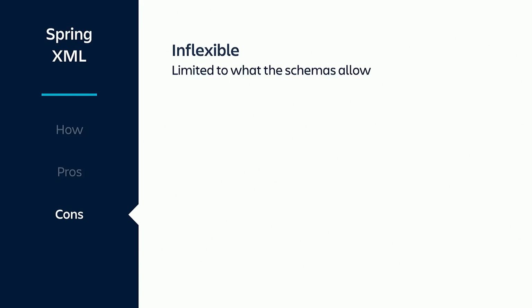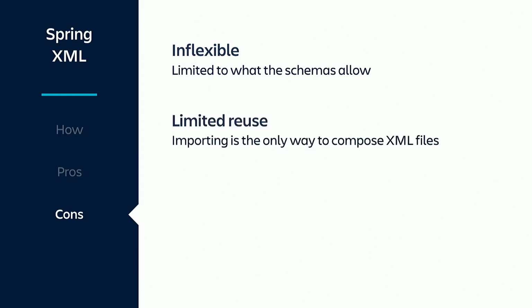And to be fair to Spring, there are a lot of things you can do, like you can call a static factory method, or you can pass constructor parameters, or you can call setters. You can do those kinds of things, but you're still limited to what's in XML. It's very hard to reuse XML files, though. You can import one into another, but that's about the extent of how you can compose them.